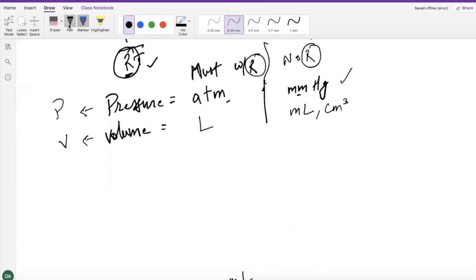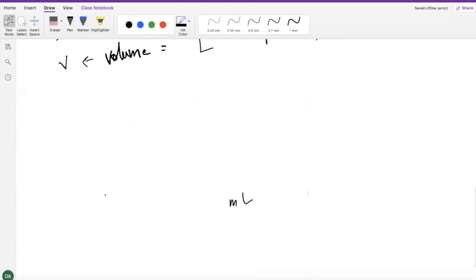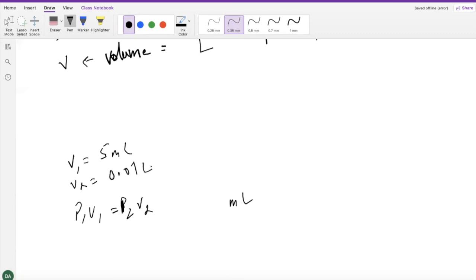Okay. So if I'm using the equation where I have, let's say, P1V1 equals P2V2, and I give you two volumes, let's say volume 1 is 5 mL, and volume 2 is, let's say, 0.01 liters.